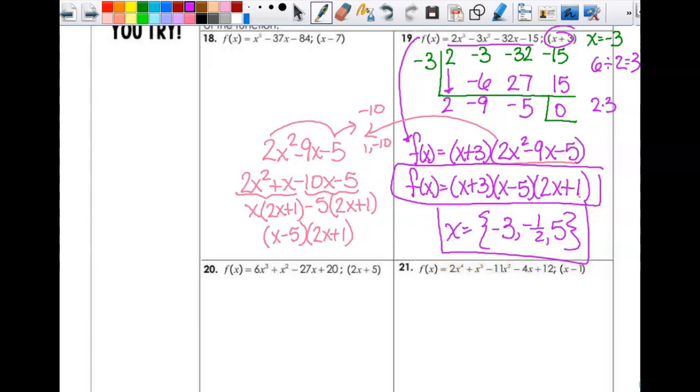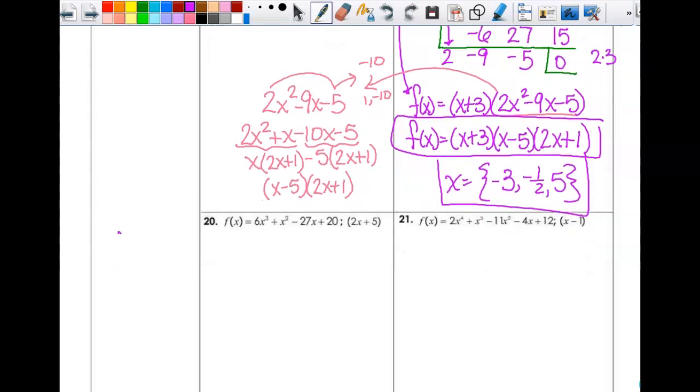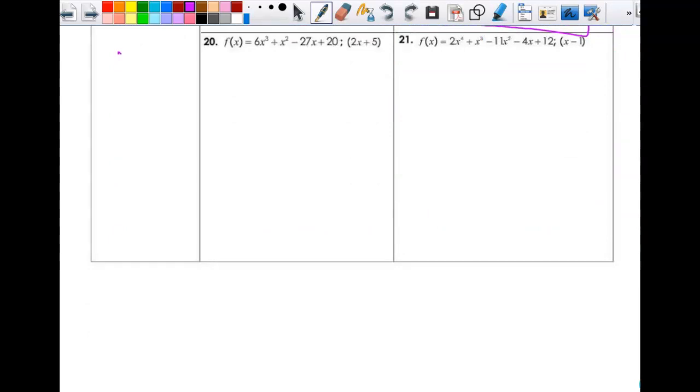Okay. What questions do you have? All right, let's look at number 20. Can I use synthetic division on number 20? No, because I have the 2 in front of the x. So instead, I'm going to do long division, just like we did yesterday. So on the outside goes my 2x plus 5. On the inside goes 6.